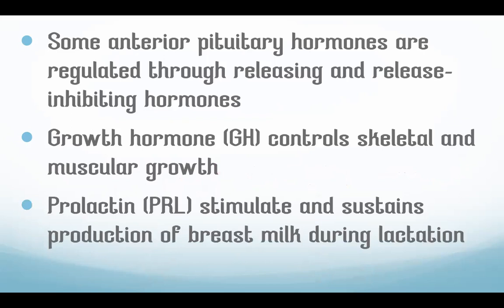The second hormone that has a direct effect from the AP is called prolactin, abbreviated PRL. This stimulates and sustains the production of breast milk during lactation. Now, when a female is pregnant, the mammary glands in the breast start to produce milk, so the breasts get bigger. This is in preparation for birth. When the baby is born, then nursing or breastfeeding will occur after that.